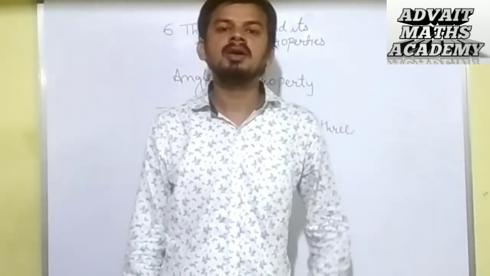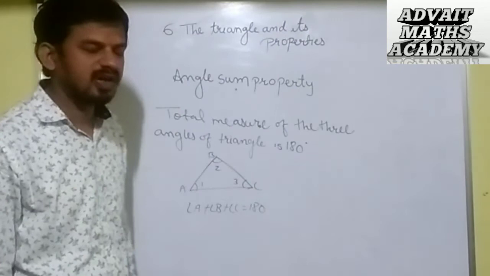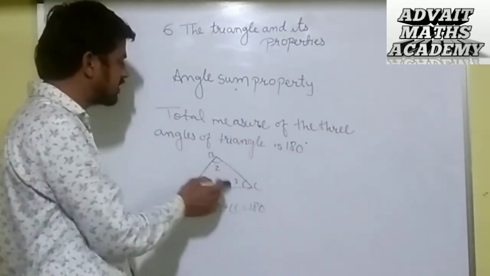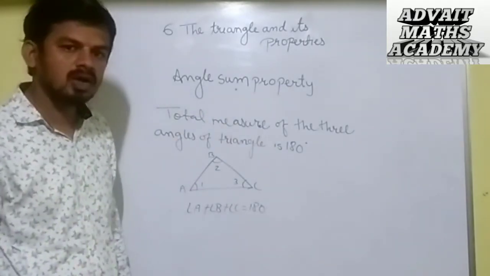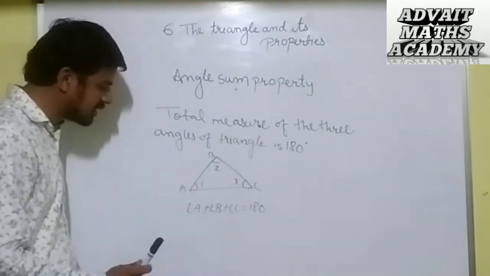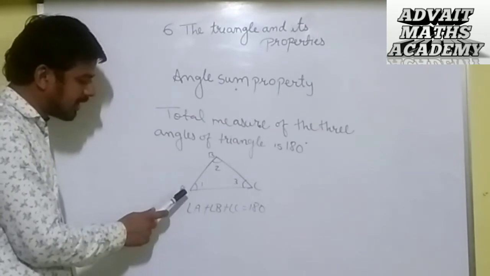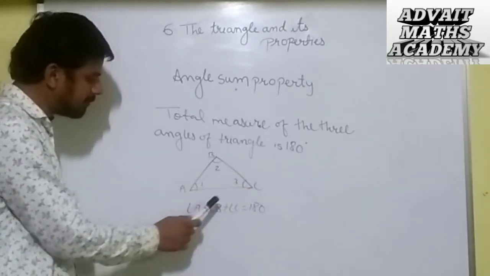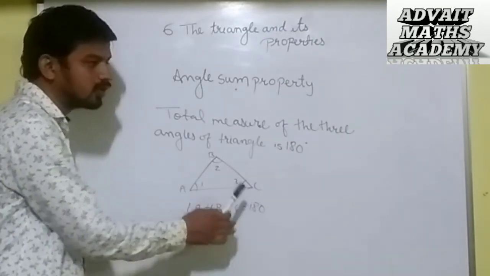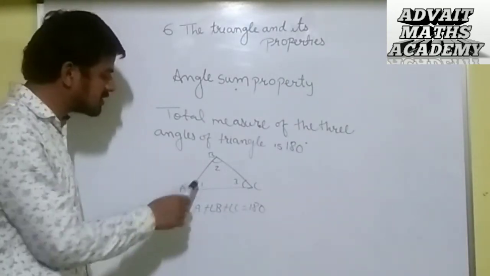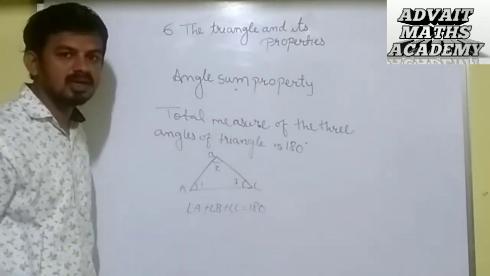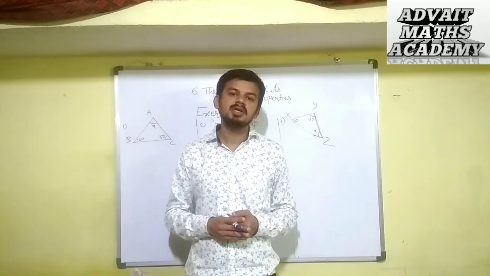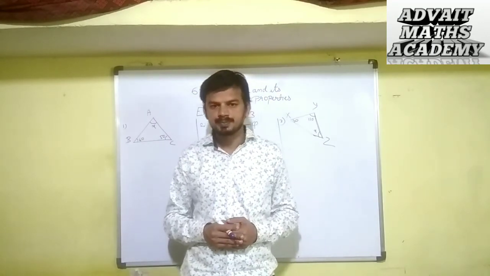Now, we learn about the angle sum property of a triangle. The angle sum property of a triangle is 180. The total measure of the three angles of a triangle is 180 degree. See, triangle ABC. In triangle ABC, angle A plus angle B plus angle C is equal to 180 degree. That means the sum of the three interior angles is 180 degree. Now we start exercise number 6.3.